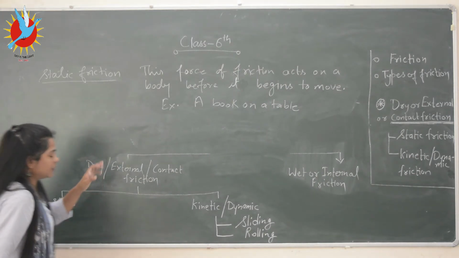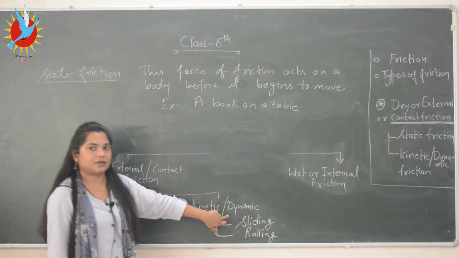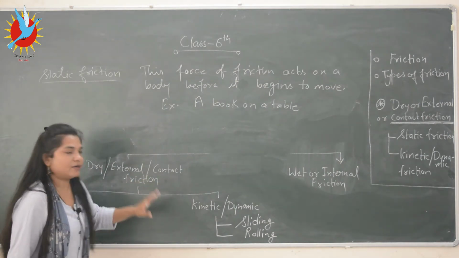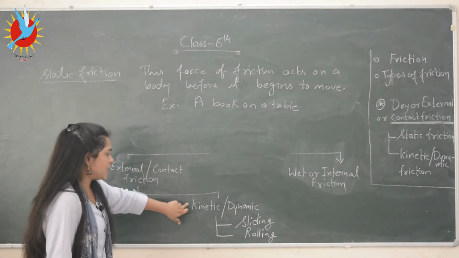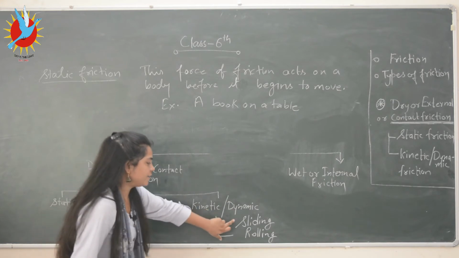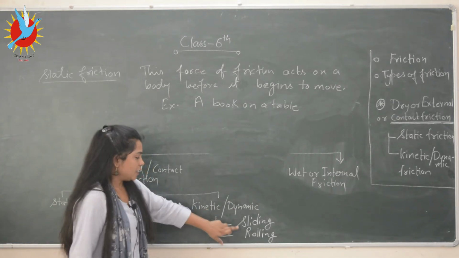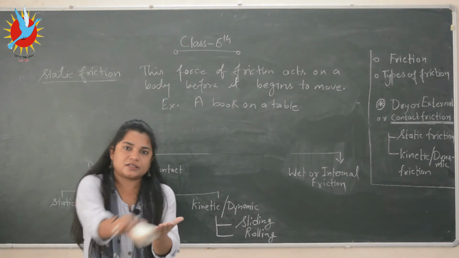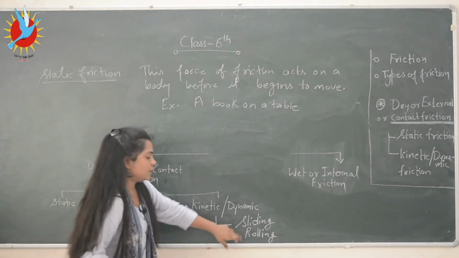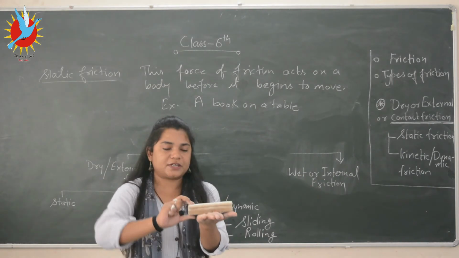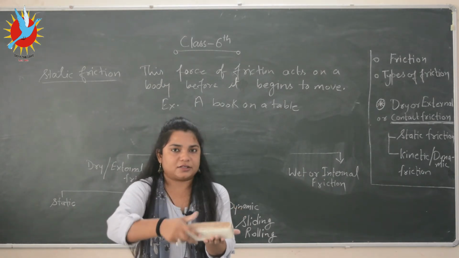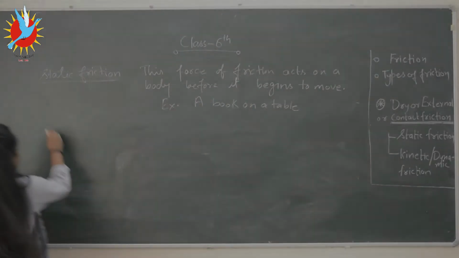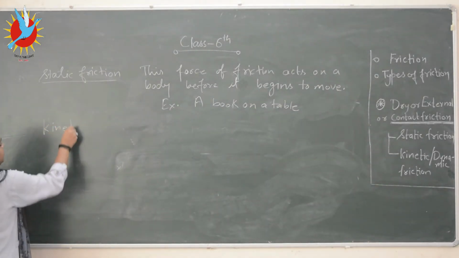Now, students, the kinetic or dynamic friction. In this type of friction, the object has started moving, okay? But there are two types of it, the sliding friction or the rolling friction. In sliding friction, the object is sliding over another surface. And in the second one, the first object is rolling over the another surface, okay? So, let's discuss about them. Okay, kinetic friction.